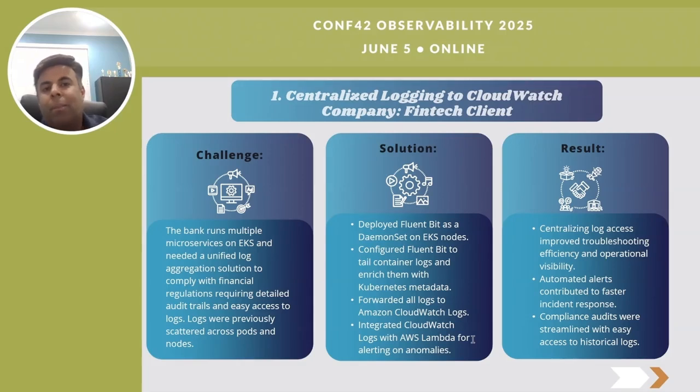So the bank got the centralized logging system, and it got access to all the logs, which helped them improve troubleshooting, and it increased the efficiency for the bank, and they got the operational visibility as well, and they were getting automated alerts for everything, and it gave them a faster incident response. So that was a success story for the bank.